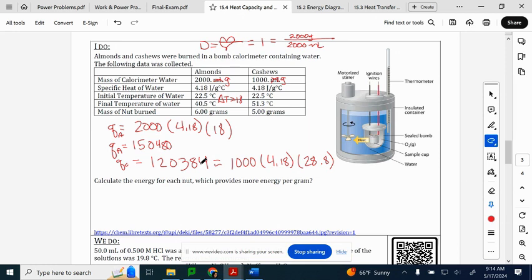Wait, so what does C represent? C is your specific heat. This is your M, and then the difference between these two is going to be your delta T.